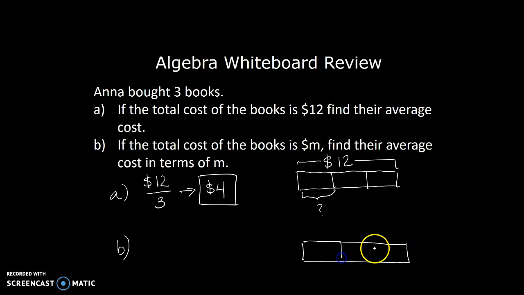Over here, she still bought 3 books. We're still trying to find the average cost of one of those books, but this time the total cost is M dollars. Okay, how do we figure that out? I mean, we just did it with $12, so is there any reason why we can't do it with an unknown? No, of course not. I know you agree with me. All right, M dollars divided by 3. Now, I can't actually divide that, so that is my answer. M divided by 3.